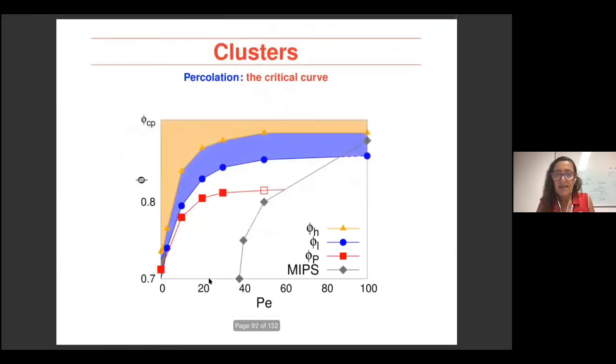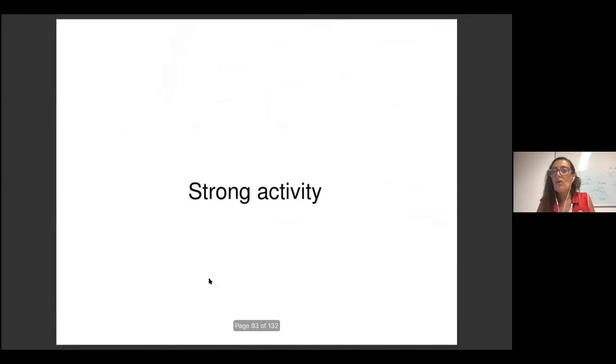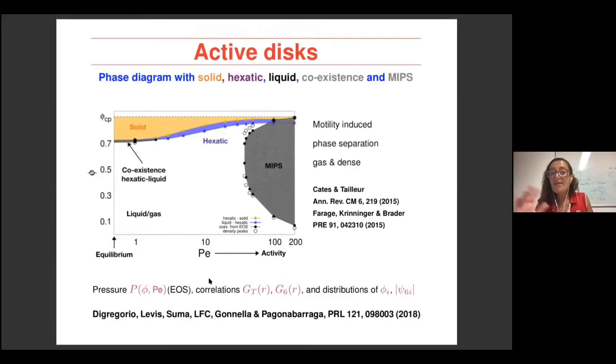which is the appearance, in the limit of strong activity, of another phase, which is called the motility-induced phase separation phenomenon, which was proposed and demonstrated by Mike Cates and Julien Tailleur in 2012, I think. And this review article that they wrote more recently, where they discuss this phenomenon in a lot of detail.